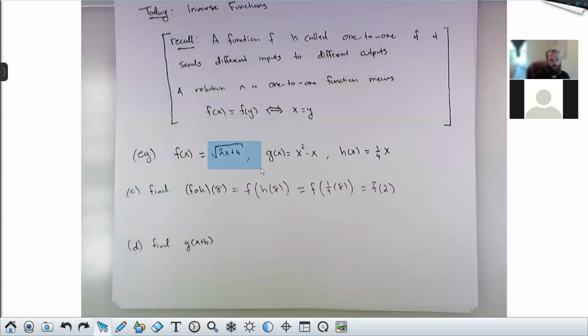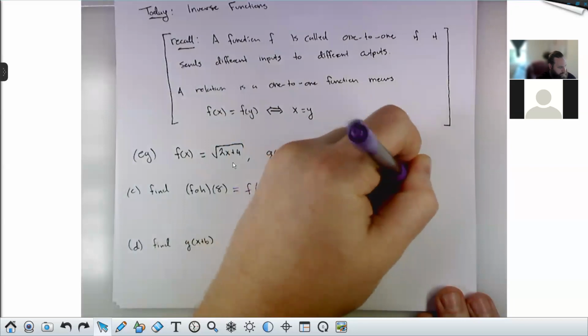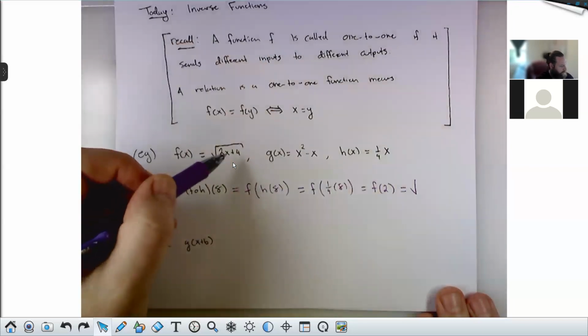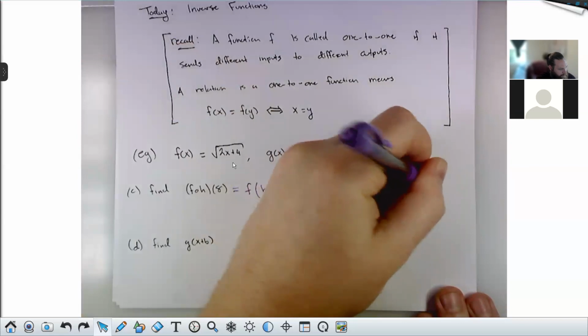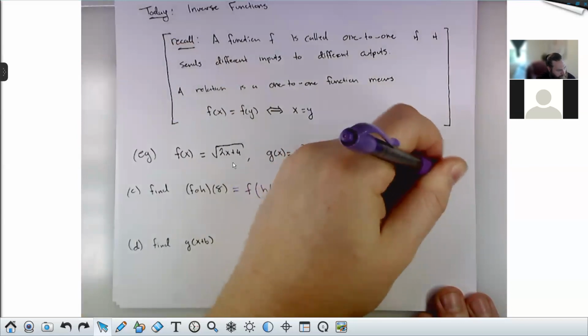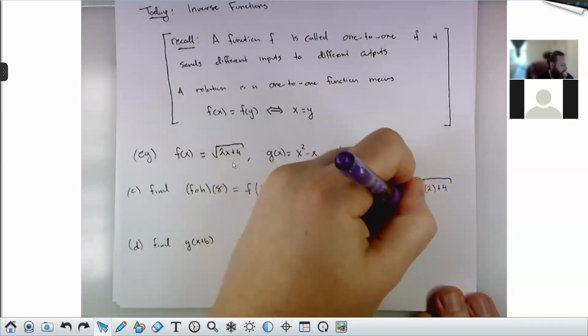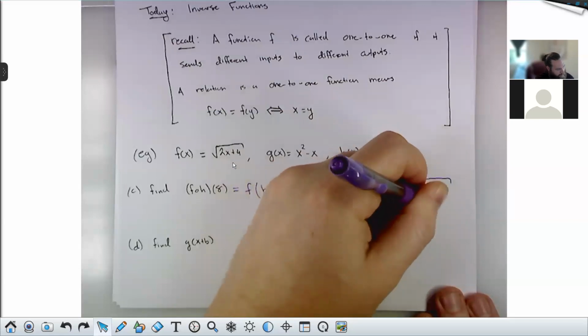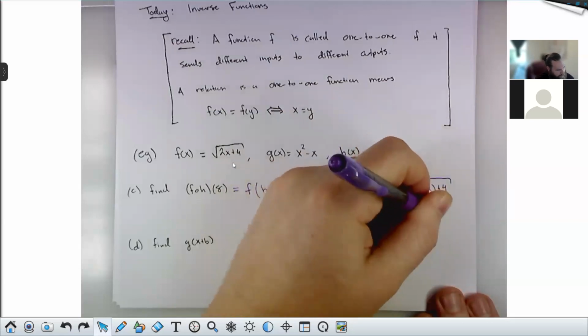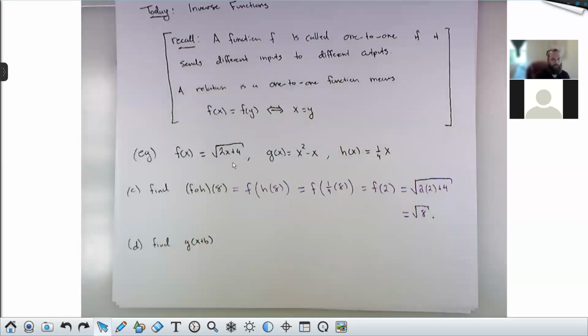And then I look to the function F over here. F says, whatever you feed me, I'm going to multiply by 2, then add 4, then take the square root. So this is the square root of 2 times 2 plus 4. Now 2 times 2 is 4. 4 plus 4 is 8. So this is the square root of 8. And that's the first part. Questions on this one?